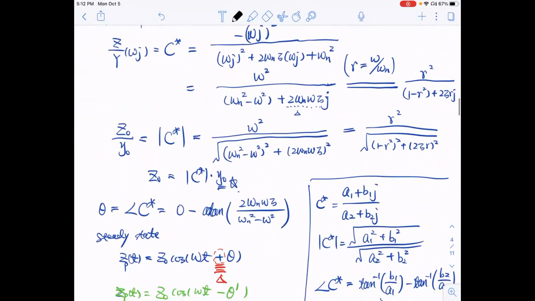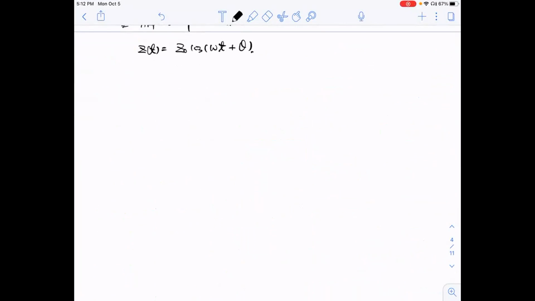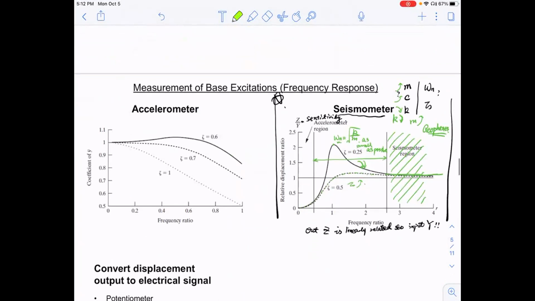So how can we implement these Bode plots for design? Let's look at our Bode plot. Here, again, we want to design m, c, k, or omega n, zeta. We want to design the system such that we get a good accelerometer. That means the design target is such that your output Z is linearly related to input AT. The same thing, you want a linear relationship, so you want the Bode plot to be flat.